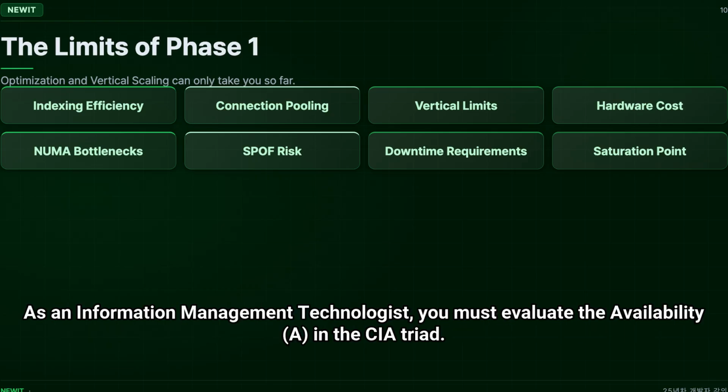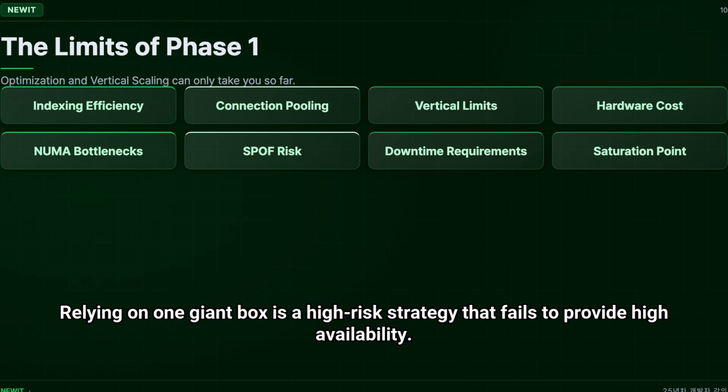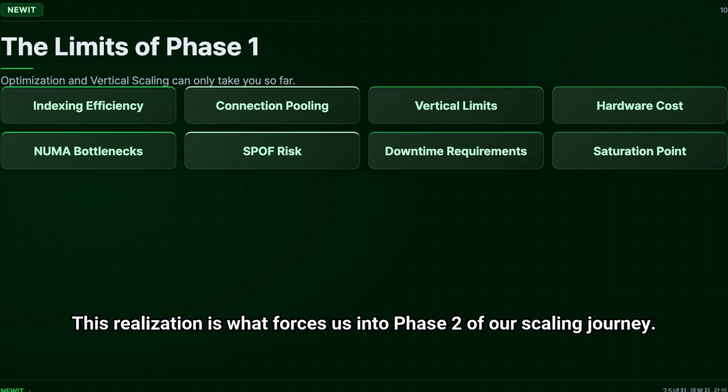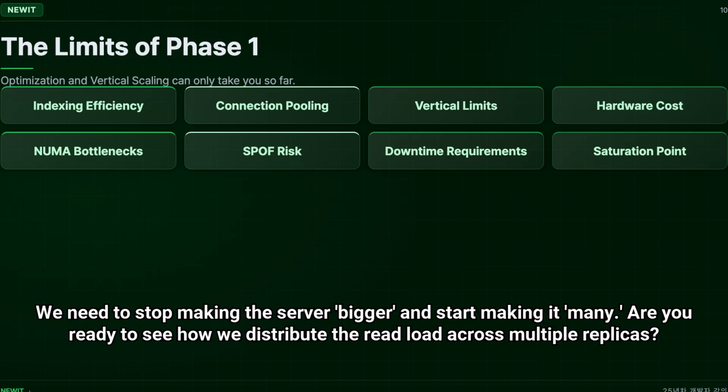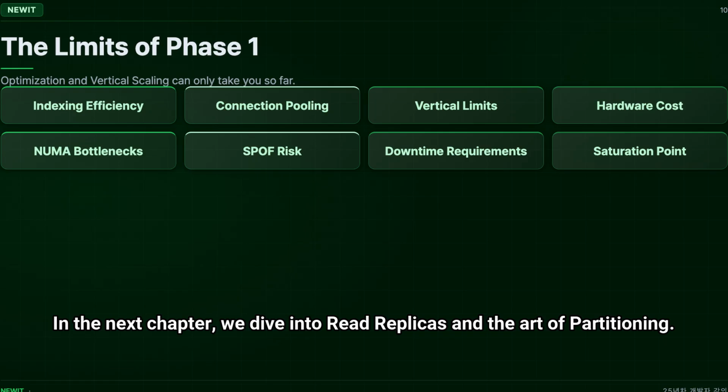As an information management technologist, you must evaluate the availability in the CIA triad. Relying on one giant box is a high-risk strategy that fails to provide high availability. This realization is what forces us into phase 2 of our scaling journey. We need to stop making the server bigger and start making it many. Are you ready to see how we distribute the read load across multiple replicas? In the next chapter, we dive into read replicas and the art of partitioning.